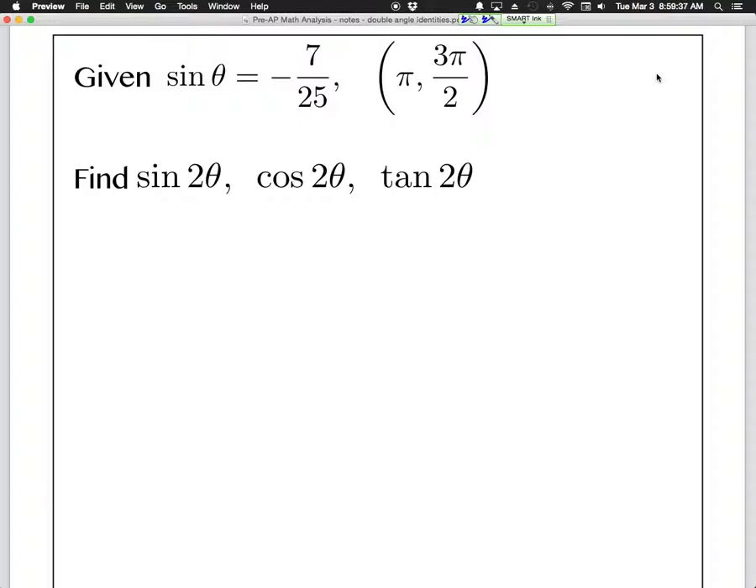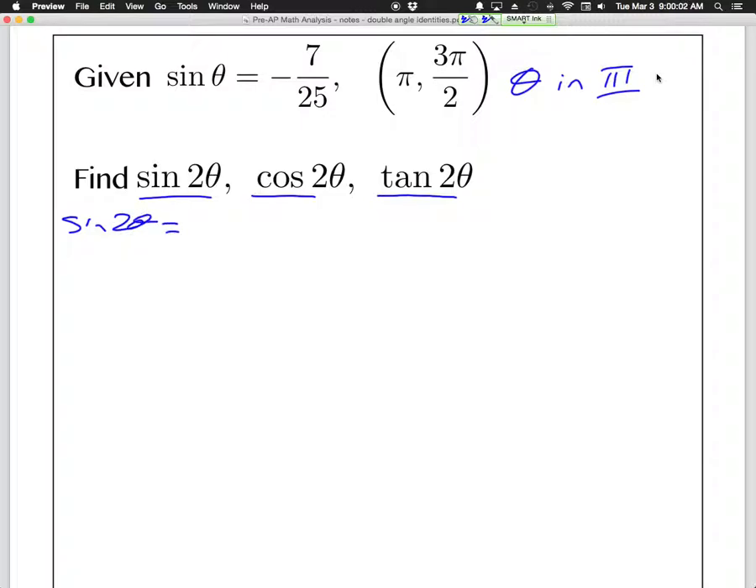It's in the third quadrant. So this over here tells me that theta is in quadrant 3. So that's the information they give me. With that information, they want me to find those 3 things. So we're going to get started with sine of 2 theta.